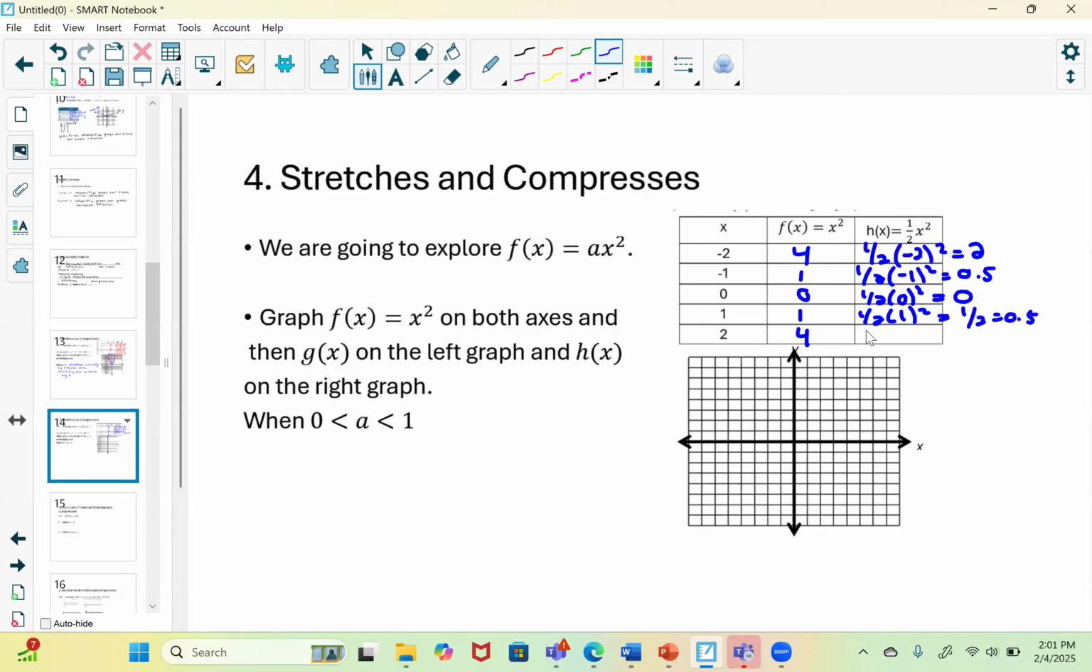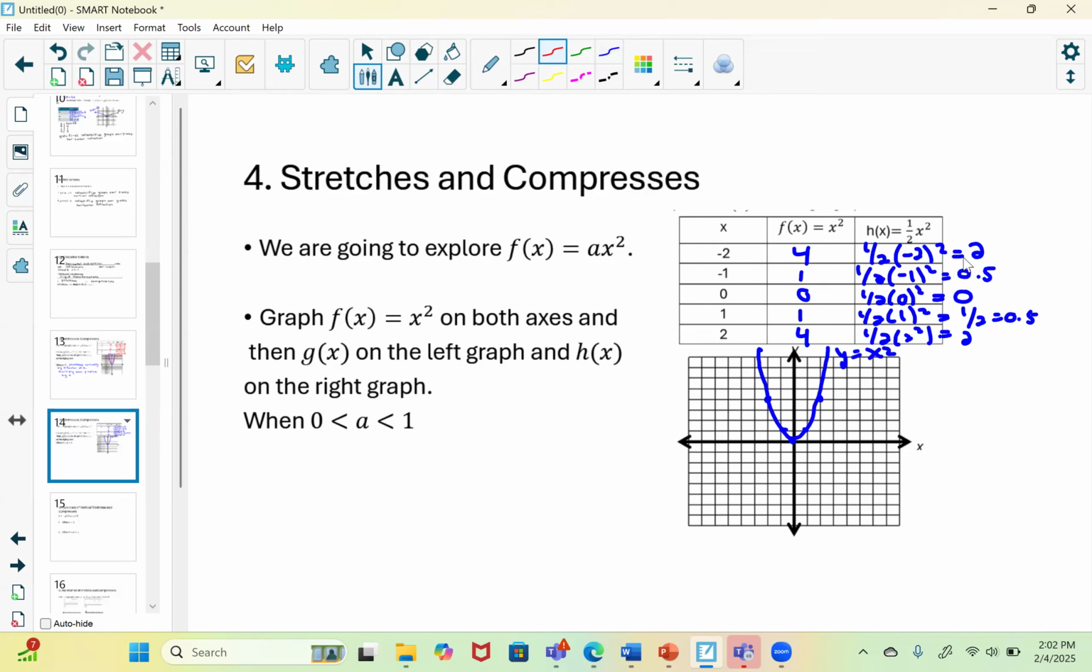And if I plug in 2, I get 2 squared, which is 4 times 1/2, which is 2. So again, I'm just having each of these Y values here when I'm multiplying it by 1/2. So graphing my original, this is Y equals X squared. And now I'm going to graph my 1/2 X squared.